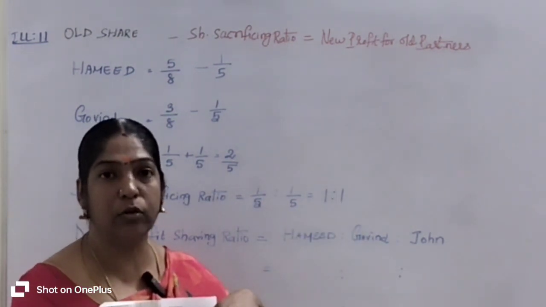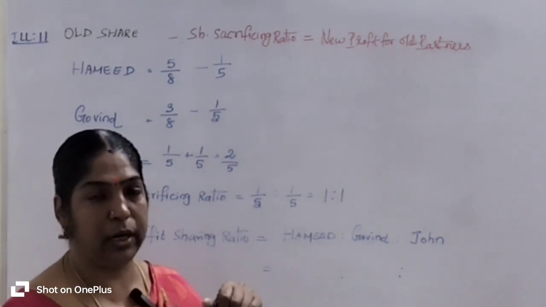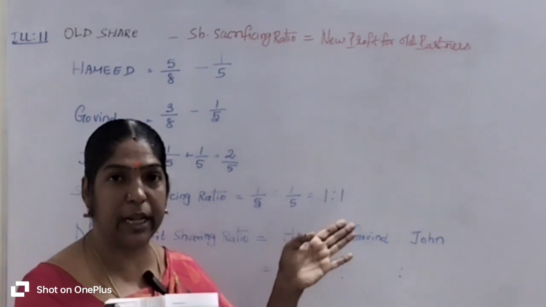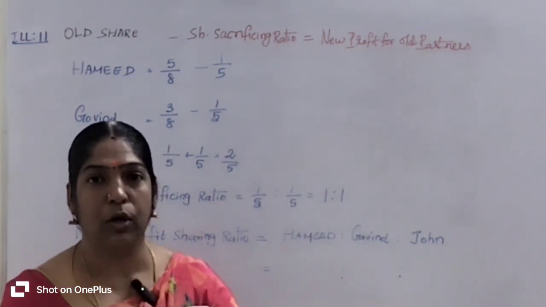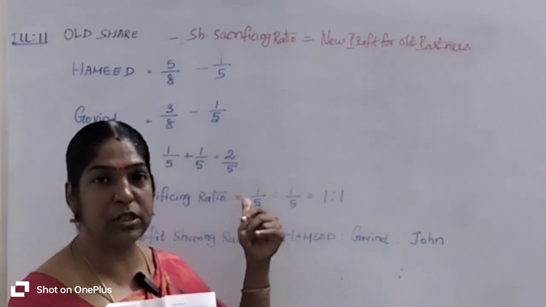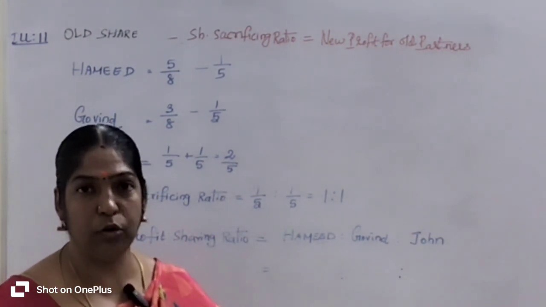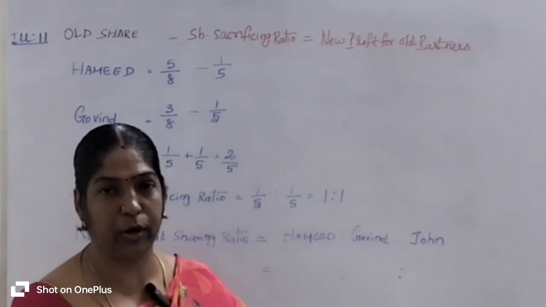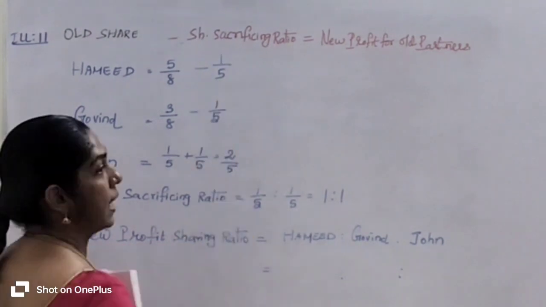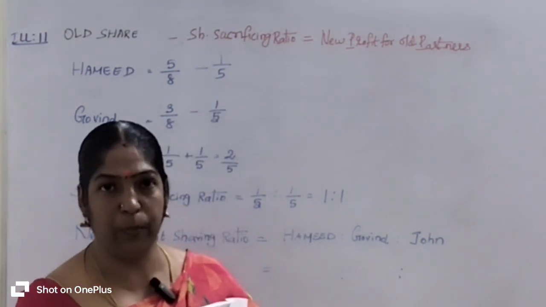Then we are going to find out the new profit sharing ratio of old partners. Why? Because old partners sacrifice their old profit share in favor of the new partner John only. So we subtract the sacrificing ratio from the old share, and you will get the new profit sharing ratio of old partners. What is the formula? Old share minus sacrificing ratio gives the new profit sharing ratio of the old partner.